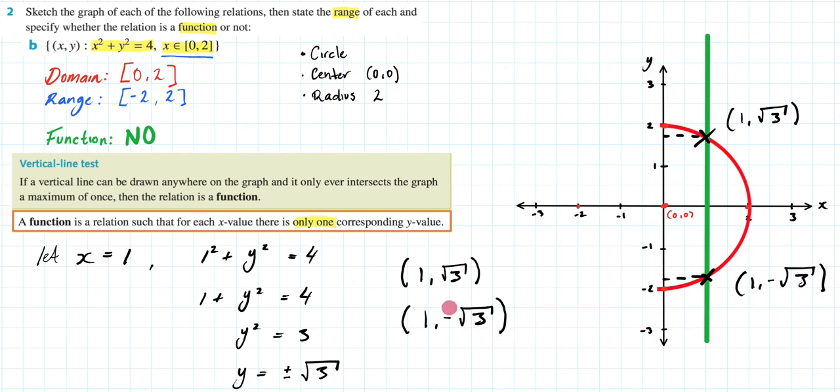So as you can see, for one x value, I have more than one corresponding y value, and that's why this isn't a function. Hopefully this explained everything in question 2b, and it has helped you. I'll see you in the next question.